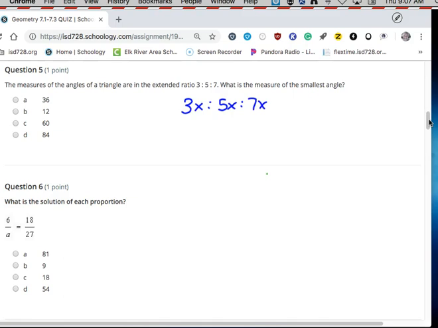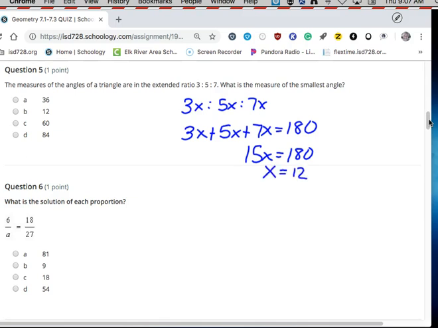Well, they're triangle angles, and so by the triangle sum theorem, the 3 angles add up to 180 degrees. Now I just solve: 15x is equal to 180, and I divide by 15, and I find that x is 12. But that's my first wrong answer, because they're asking what is the measure of the smallest angle. The smallest angle is related to 3 times x. So 3 times 12 is equal to 36. That is my smallest angle.